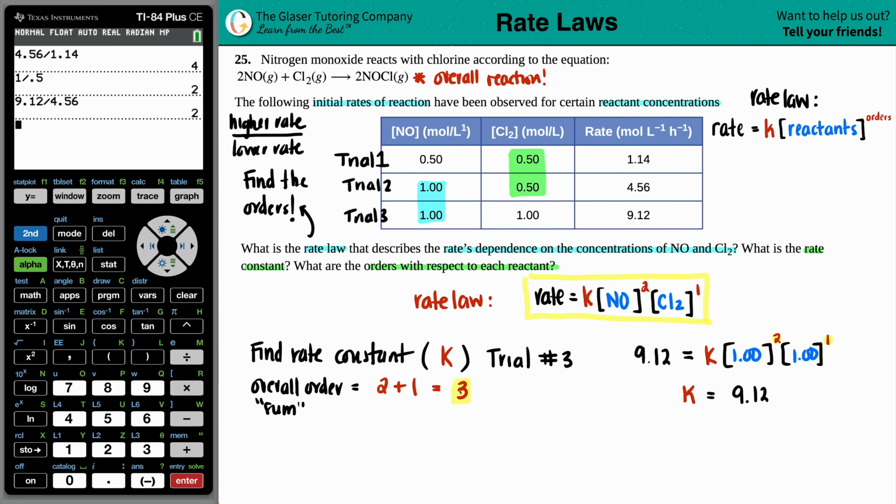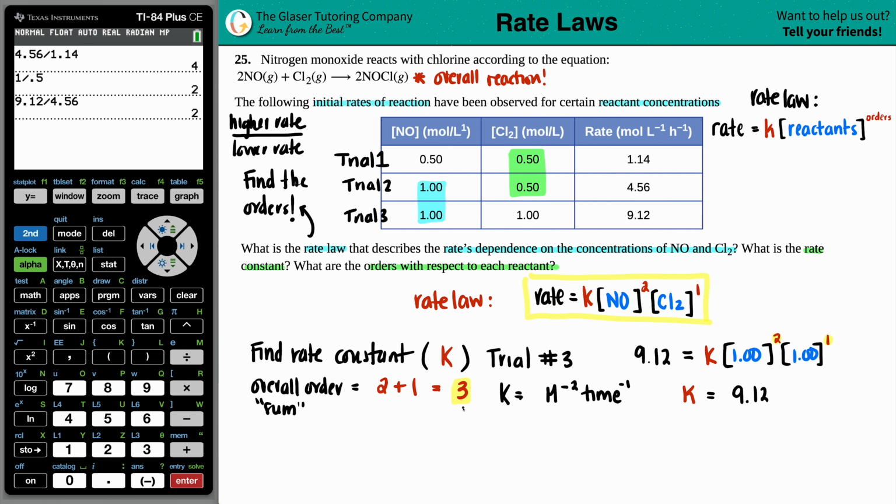Depending on whether you get a 0, a 1, a 2, or a 3 for your overall order, that's going to change the units for the K value. And if you have an overall order of 3, it's probably easier to memorize your different units for K instead of always plugging in units and canceling stuff out. So for an overall order of 3, your K value is always going to be molarity to the -2 times time to the -1.